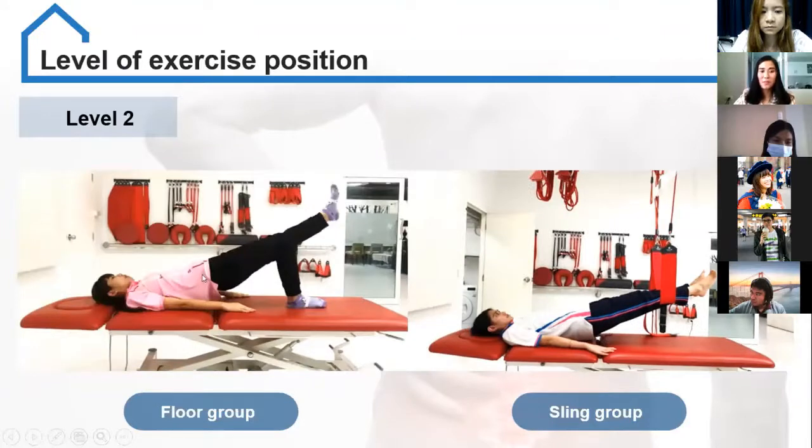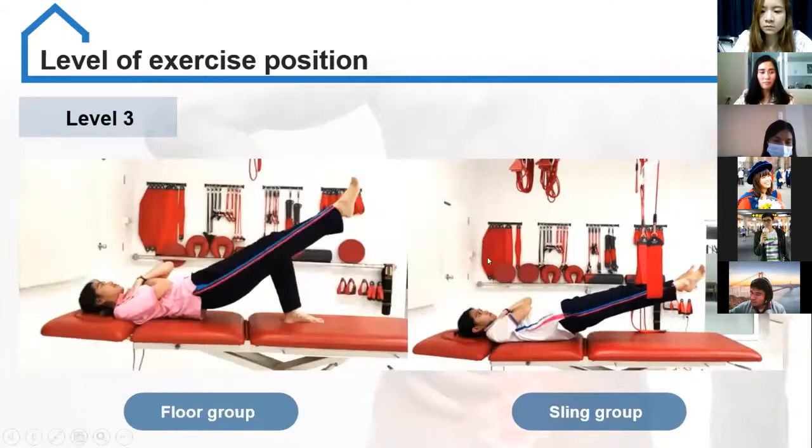Level 2 is more difficult. The participant does breathing exercise and abdominal drawing while lifting the leg. This is the last level, the most difficult: lifting the pelvis and lifting the leg with both arms crossed on the chest. This is the most difficult because it is the most unstable.